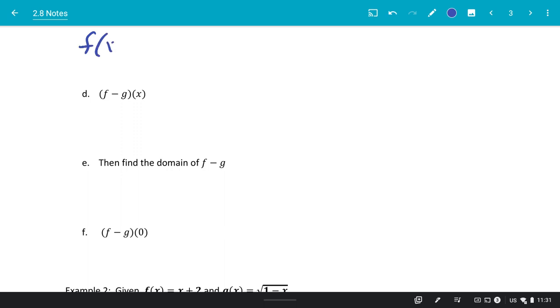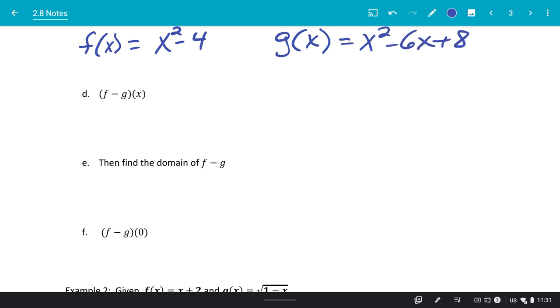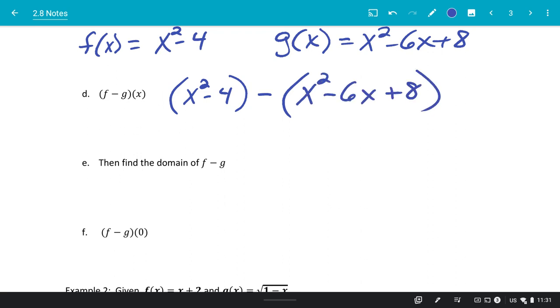Somebody give me f of x, please. And g of x, please. x squared minus 6x plus 8. Okay. This one's slightly trickier only because it has that negative. Remember, when you're plugging anything in, I don't care if you're talking about plugging something into a simple equation or here where you're combining functions, don't forget to put a parenthesis around it. So I got now x squared minus 4 minus x squared minus 6x plus 8. That parenthesis is very important.